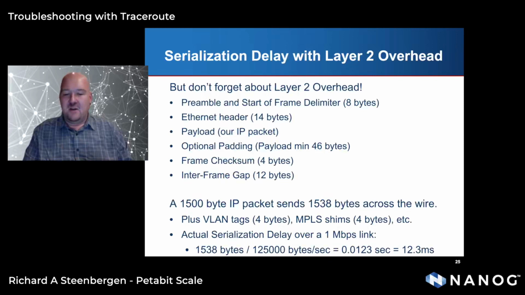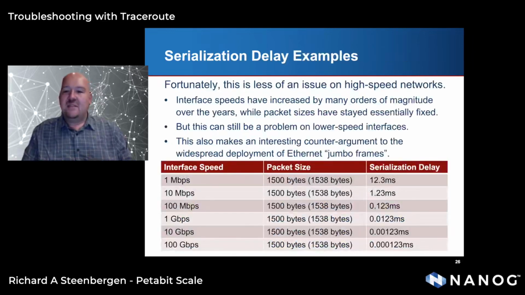But if you were to look at a pure simple Ethernet link, the actual serialization, instead of 12 milliseconds, is 12.3 milliseconds because of the extra overhead that we've added doing the layer 2. So fortunately, this is less of an issue on high-speed networks. And the reason for that is interface speeds have increased by many orders of magnitude over the many years since data and packet networking has been a thing. But the packet sizes have stayed essentially fixed. So if you're talking about Ethernet, a 1,500 byte packet has been the same from the beginnings of Ethernet all the way up until 100 gig and 400 gig Ethernet.